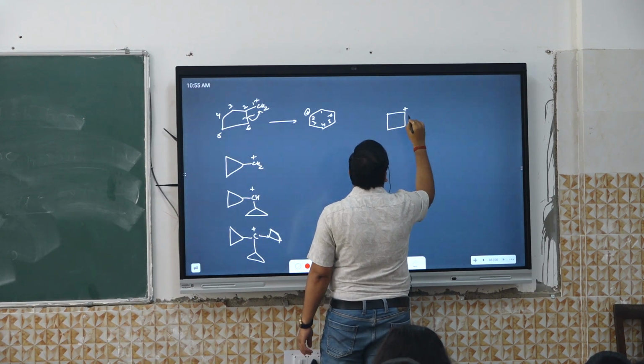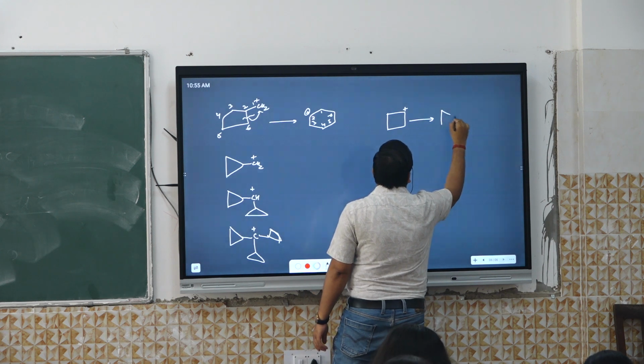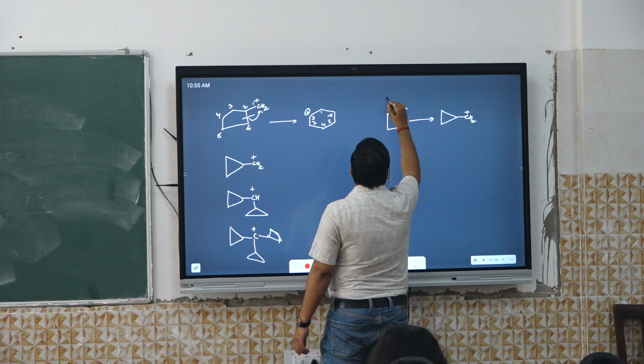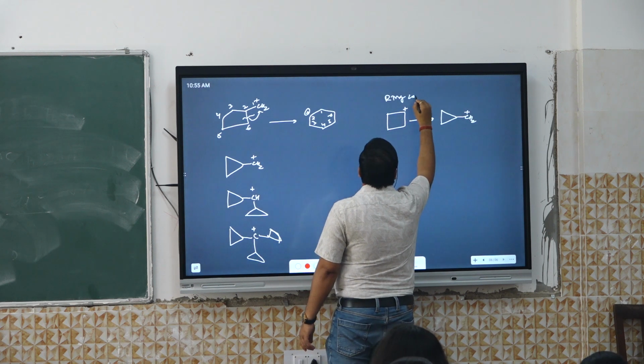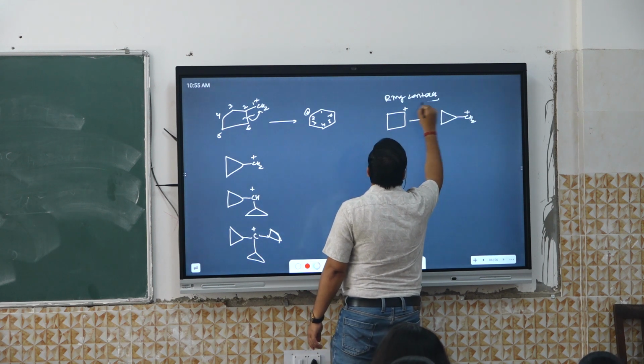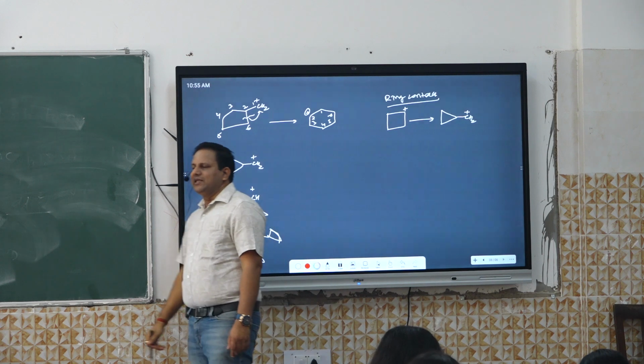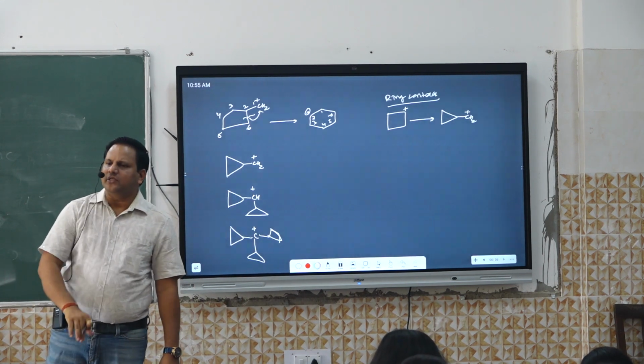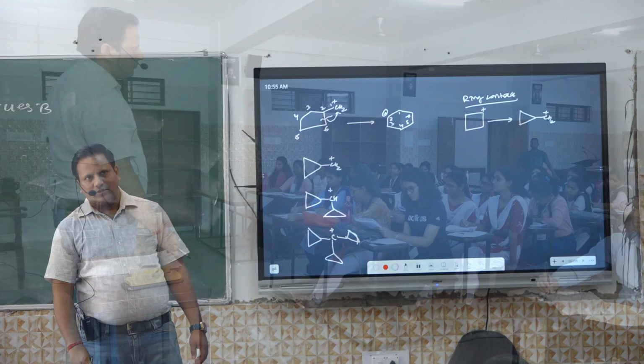Ring contraction is not going to take place always. Suppose this one can undergo ring contraction to form this. It is a very rare case where ring contraction happens, because with ring size increase, stability increases. So with ring size decrease, only in a very rare case does stability increase.